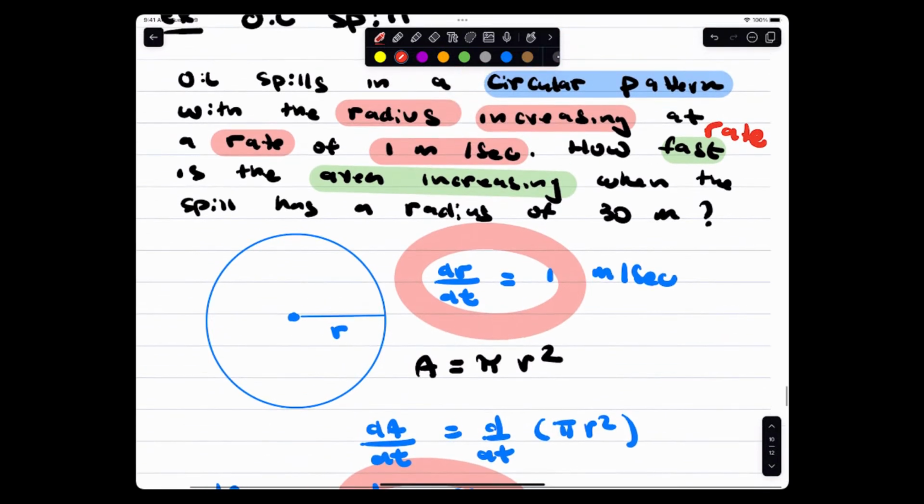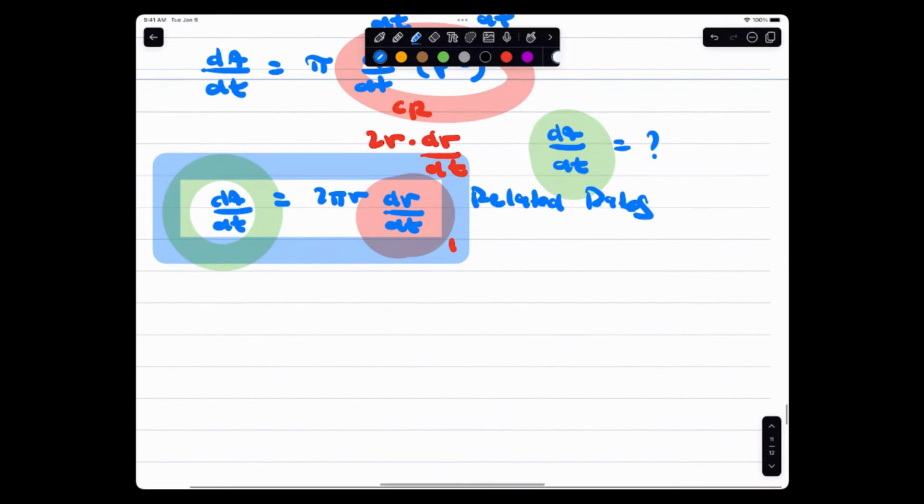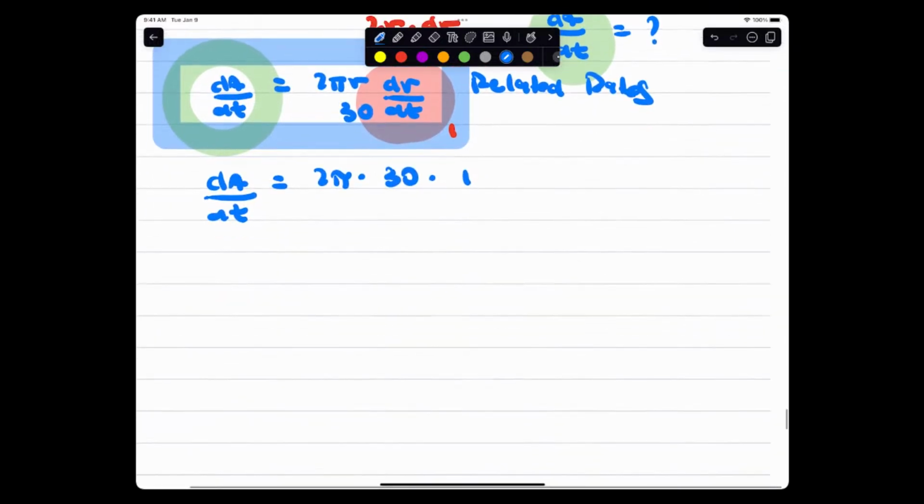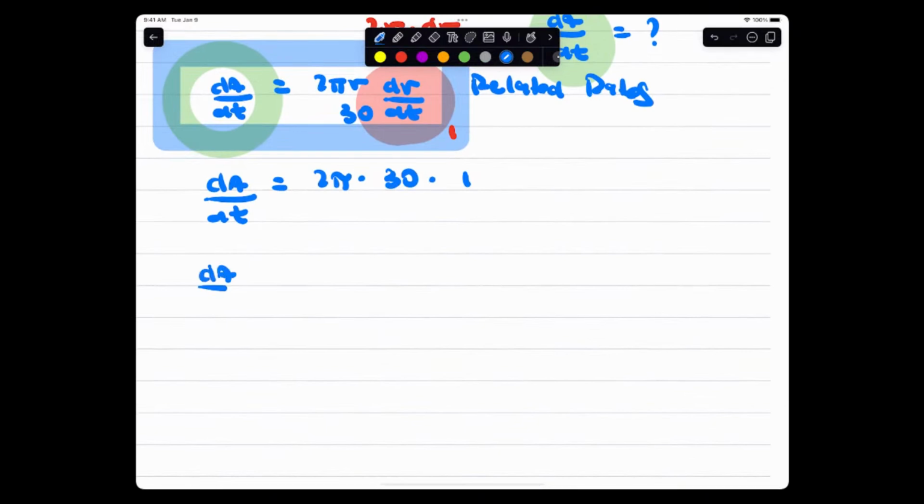And what else do we know? We know the radius. How do we know the radius? What do they say? The radius is 30 meters, okay? So r is 30, so this number down here is 30. So, ladies and gentlemen, dA/dt becomes 2 pi times 30 times 1, which becomes 60 pi. That's 60 pi meters per second, and that's a symbolic answer.